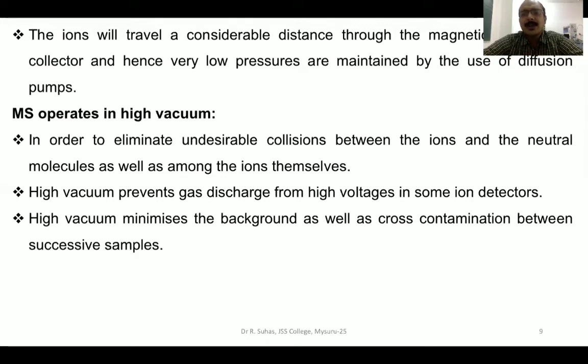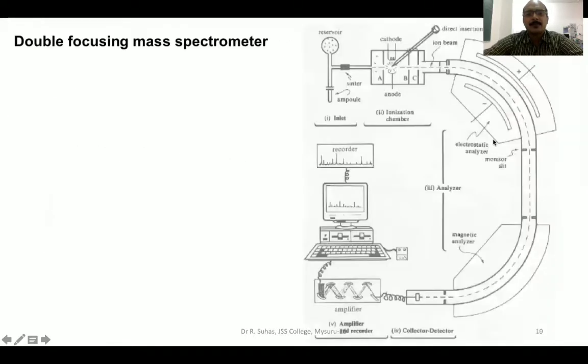So in order to eliminate all those undesirable collisions, we have to carry out the entire experiment in high vacuum. This high vacuum also prevents gas discharge from high voltages in some ion detectors. Not only that, it minimizes the noise, what is known as background, and also sometimes it minimizes the cross contamination between one sample and another sample. Because of all these advantages, the entire mass spectrometer should be placed in a very high vacuum.